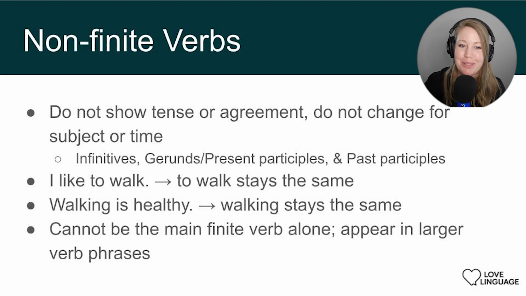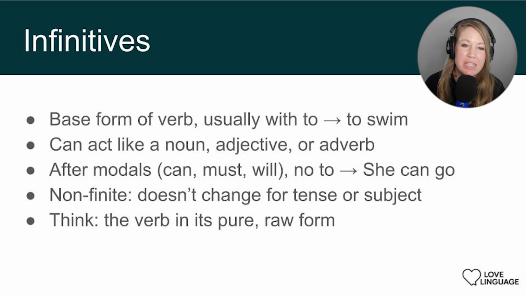Let's go into those. An infinitive is the base form of a verb, usually with the word "to" in front. Think of it as the verb in its pure, raw form. For example, in the sentence, "I like to swim," the phrase "to swim" is the infinitive. Here, it acts like a noun. It's the thing I like.